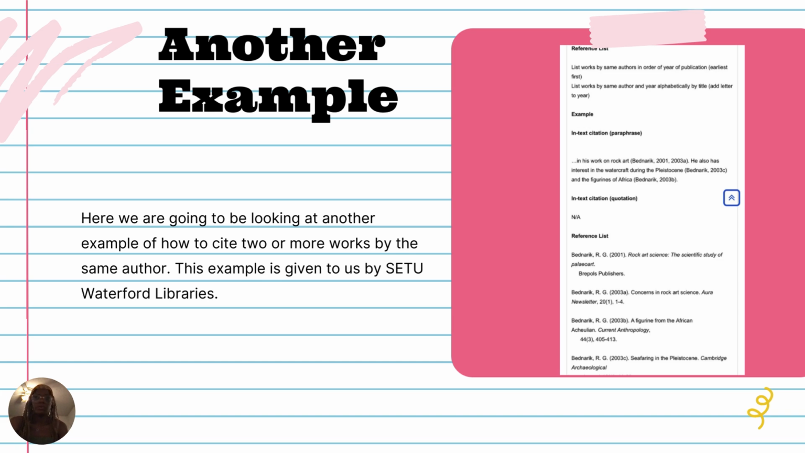But if you do have multiple works by the same author in the same year, you would put a, b, c, but in lowercase beside the year. But still going in ascending order. So Bednark 2001, Bednark 2003a, Bednark 2003b, Bednark 2003c.